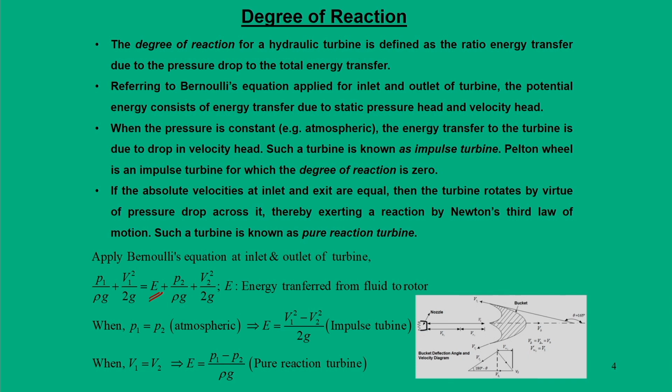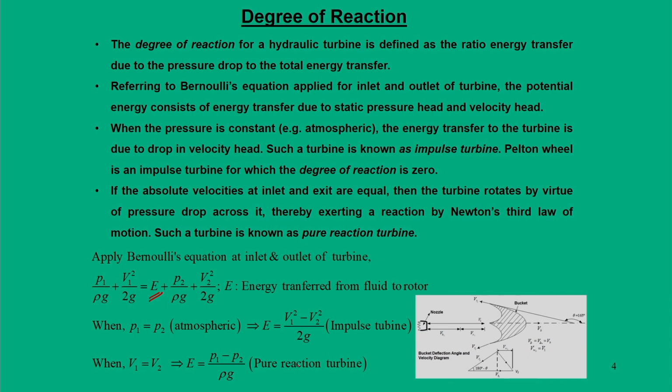Now, another category of turbines that can be thought of is that, instead of making P1 equal to P2, let us say we make V1 equal to V2. In that case your velocity head will vanish. Now, what we arrive at is E, that is the energy transfer from fluid to rotor, equal to (P1 minus P2) by rho g. So, this is nothing but your pressure head.